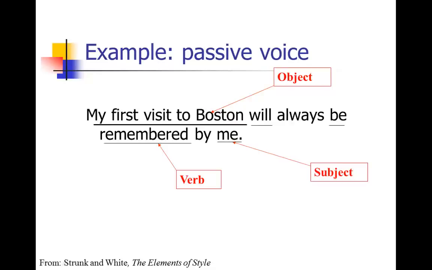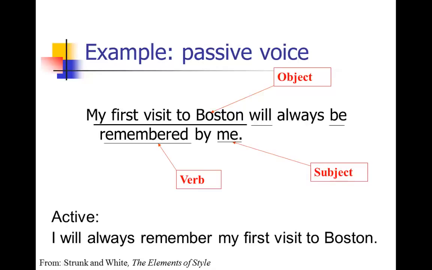So how would you turn that back into the active voice? Well, of course, you would just say, "I will always remember my first visit to Boston." That's a much more natural way to speak. And yet, in a lot of academic and scientific literature, we do this in our writing. We give that first version, "my first visit to Boston will always be remembered by me." So you can see how funny that is and also how hard on the reader.